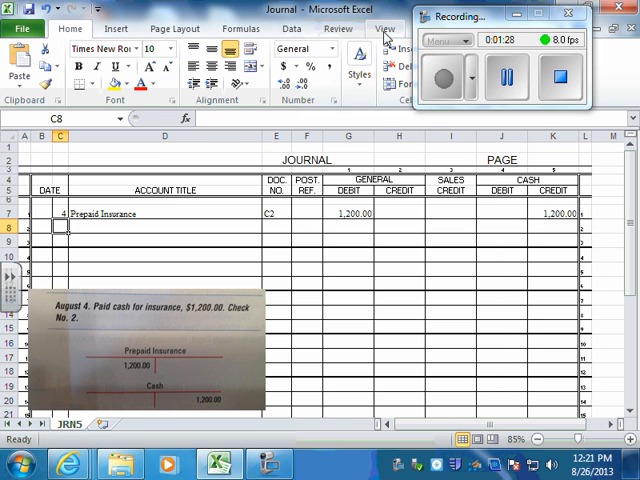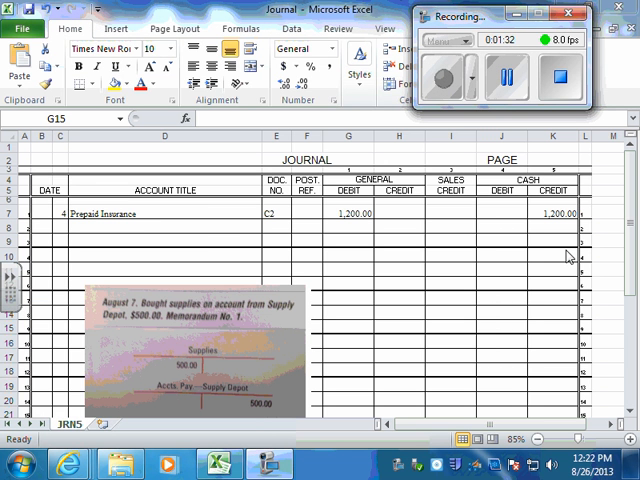And moving on to the next one on page 64, and this one is bought supplies on account from Supply Depot, $500. Now, this one is different than the other ones. This one is going to take 2 lines, and I want you to see why. The 2 accounts that we're dealing with in this are supplies and accounts payable Supply Depot, because we're buying the supplies on account, so we're going to owe Supply Depot money.